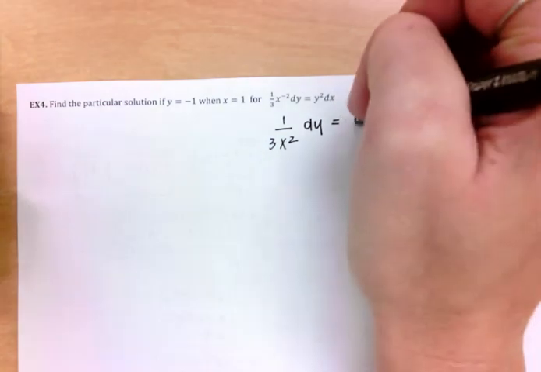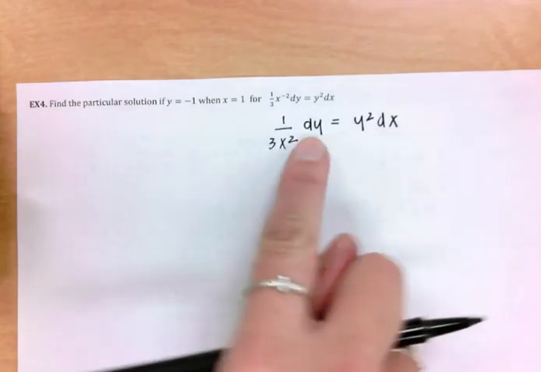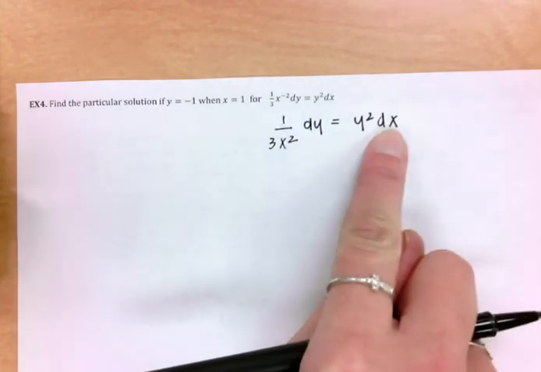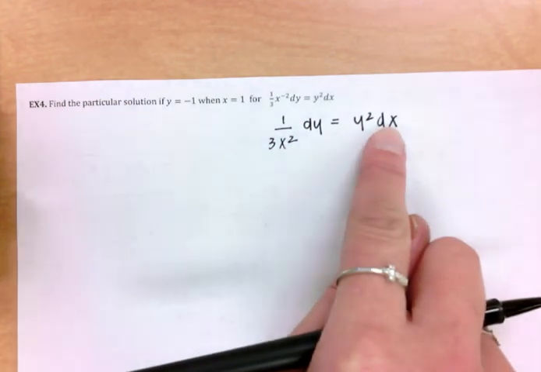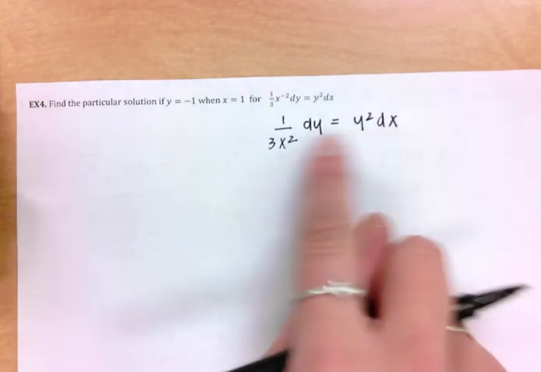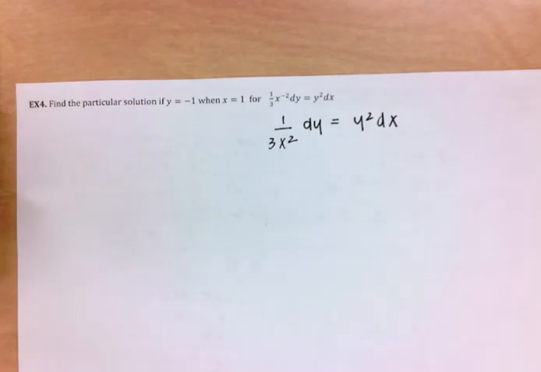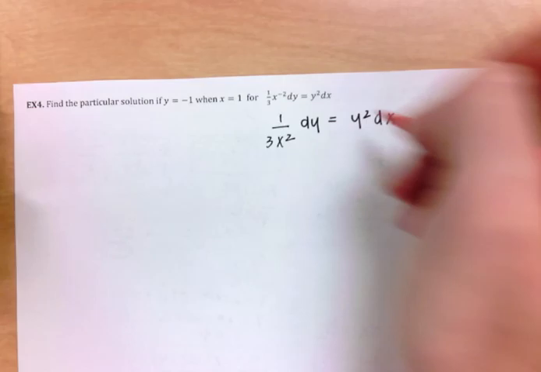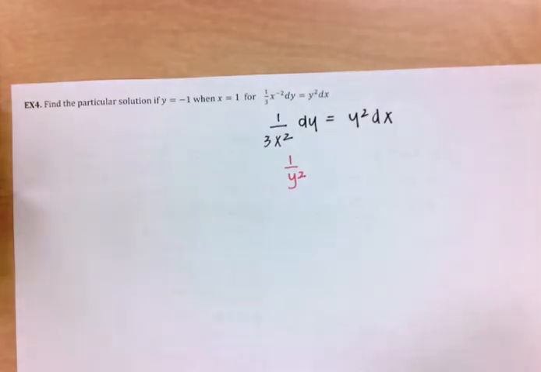dy, you have y squared dx. I want the y to come over here with the dy, and I want the x to come over here with the dx. So I can move this over here by multiplying by 3x squared on both sides, and I can move this y squared over here by dividing by y squared on both sides. Dividing by a y squared would get me 1 over y squared, right?